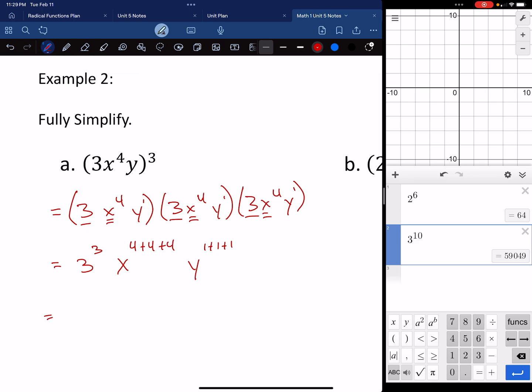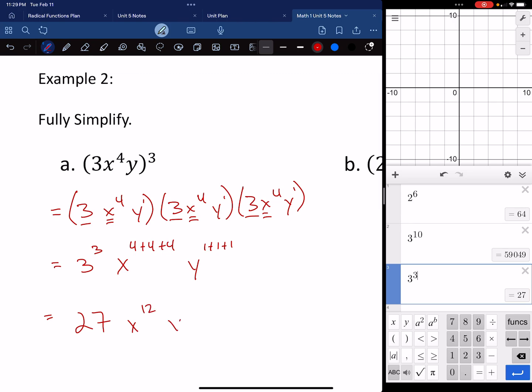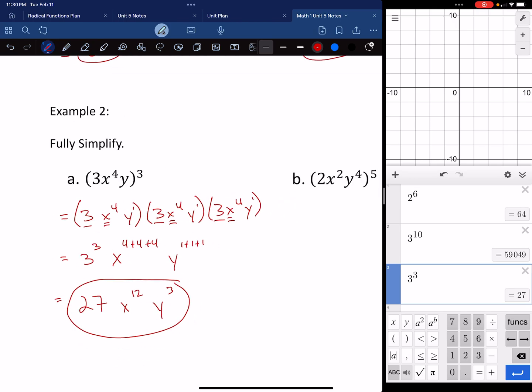Okay, so use the calculator real quick. For 3 to the 3rd power, we get 27. 4 plus 4 is 8, plus 4 is 12. And y to the 1 plus 1 plus 1, itself 3 times, is going to give us y to the 3rd, right? And this is going to end up being your answer, right? You should start to see a pattern here. Please start thinking about the patterns. Try and recognize some patterns here.